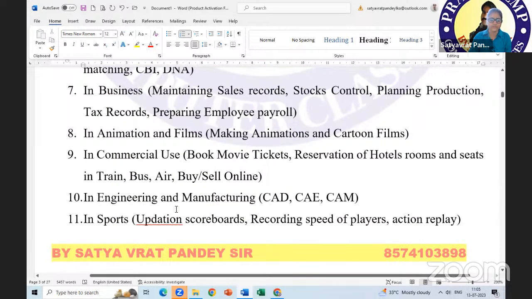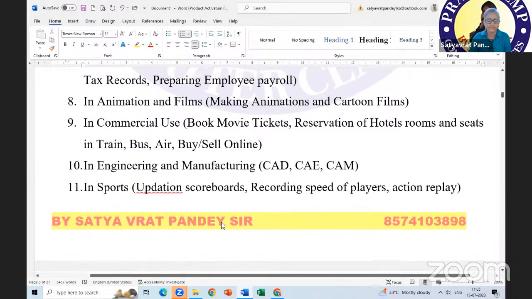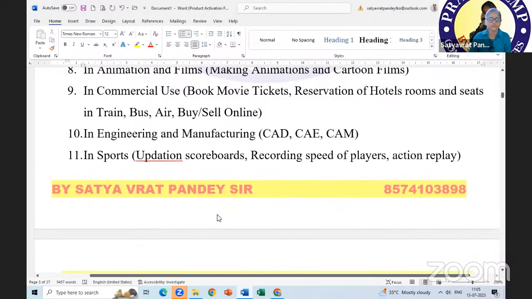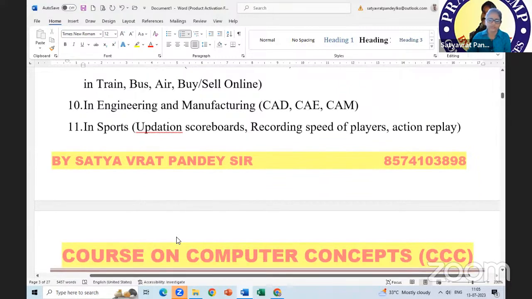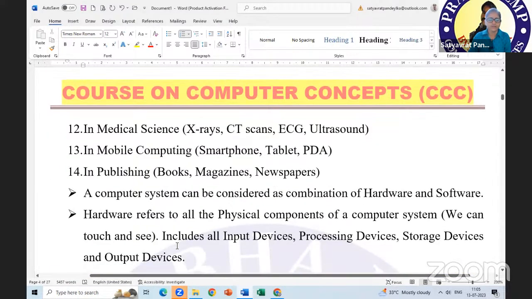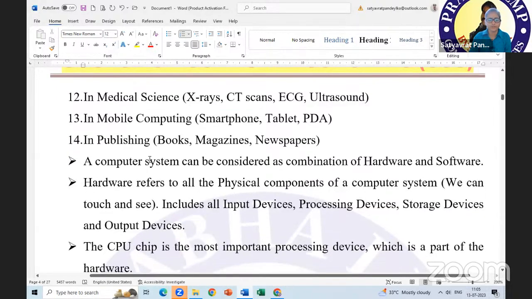Ninth, in commercial use, book movie tickets, reservation of hotel rooms and seats in train, bus, air, buy, sell online. 10th, in engineering and manufacturing, CAD, CAE, CAM. 11th, in sports, updating scoreboards, recording speed of players, action replay. 12th, in medical science, X-ray, CT scan, ECG, ultrasound, etc. 13th, in mobile computing, smartphone, tablet, PDA. 14th, in publishing, books, magazines, newspapers.